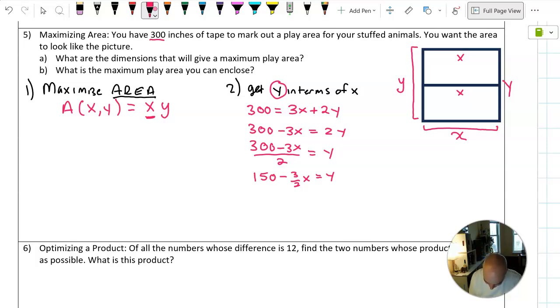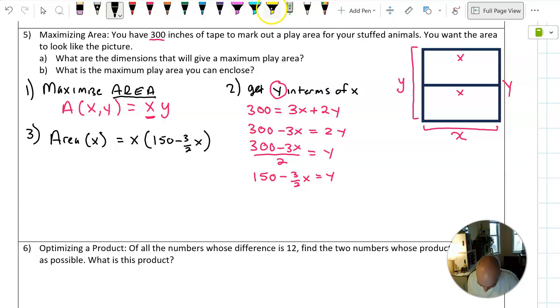Now, why do we want to do that? Because in step 3, we want to substitute back in our information from our constraint. So now we have our area that's just in terms of x. A of x, this is function notation, not multiplying by x, is equal to x times (150 minus 3 over 2 x). That's still representing the area. We just replace this y with this 150 minus 3 halves x that we got from solving the constraint.